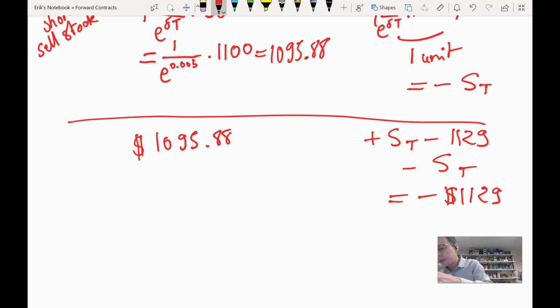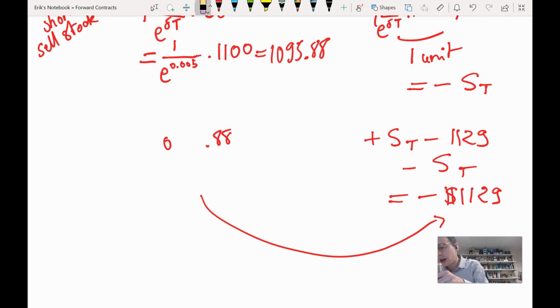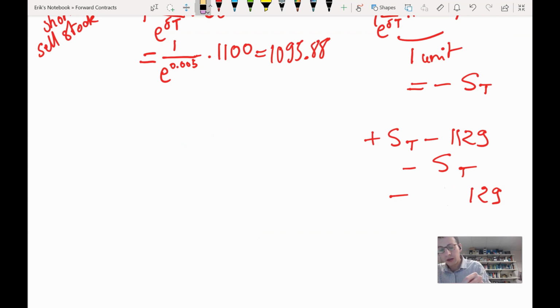So what I'm going to try to do is move this cash over here. How can I do that? Well, I'm going to lend money. I'm going to invest at the risk-free rate. So I'm going to basically buy a government bond. That's the second part of the arbitrage strategy. I'm going to bring it over.